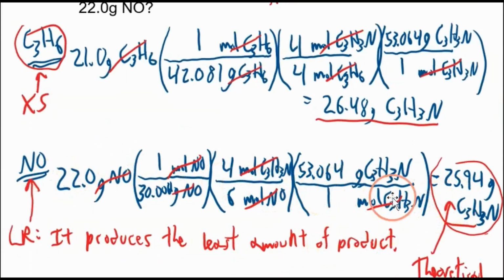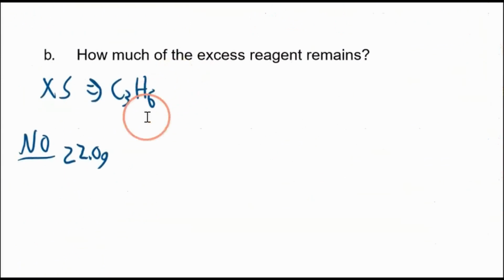And unless you can do it in your head for some kind of magic reason, if you're a math whiz or something, the only way to do this is to go through the stoichiometry and figure out which one produces the least amount of product. There's another method I'll show you in the next question, but this is basically the way to do it. So we'll start off with 22.0 grams of NO to find out how many grams of C3H6 reacts with these 22 grams of NO.